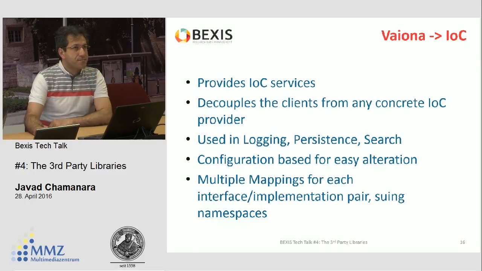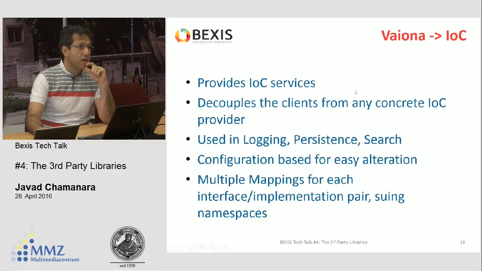So as I said, the IOC is a wrapper around Unity and also provides another factory method over the IOC itself. So it's possible with this Vaiona IOC to change the Unity IOC to anything else. If you are going to use, for example, Ninject or Spring or anything, it is enough to go to this IOC inside Vaiona, change some configuration items, and then your IOC provider will be changed. So it's decoupling the clients from any concrete IOC.